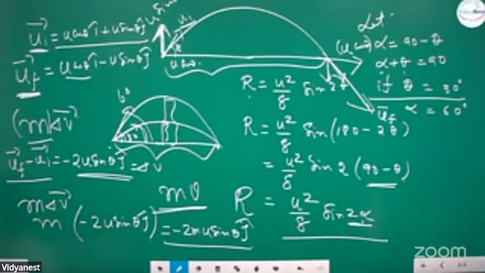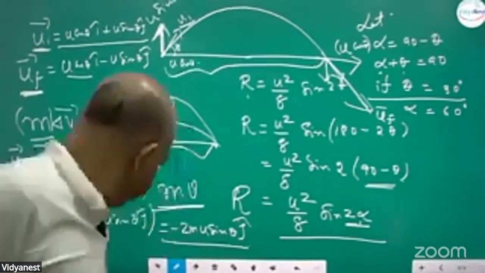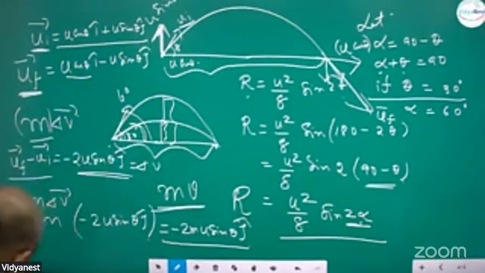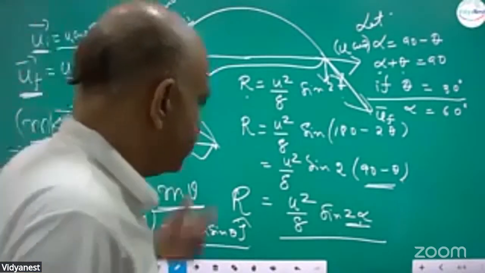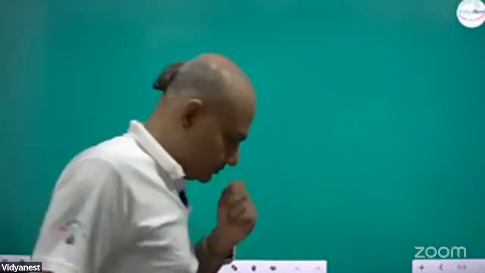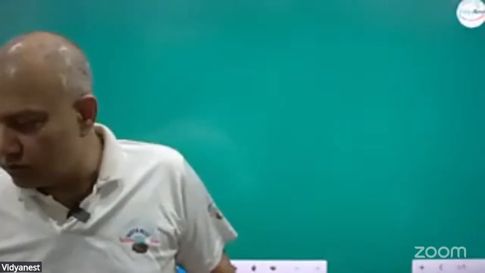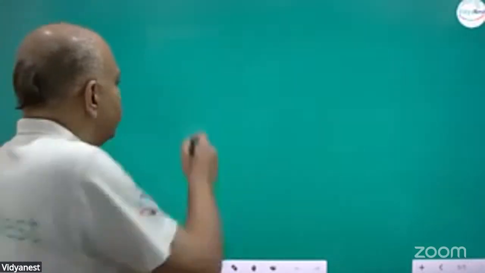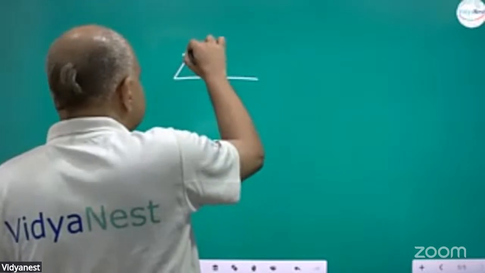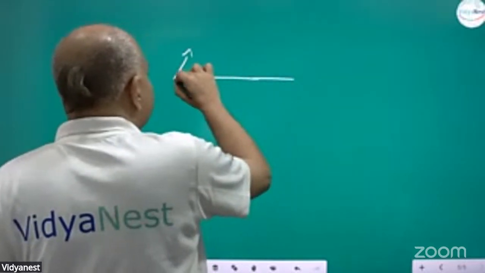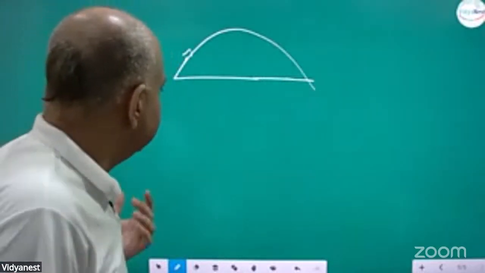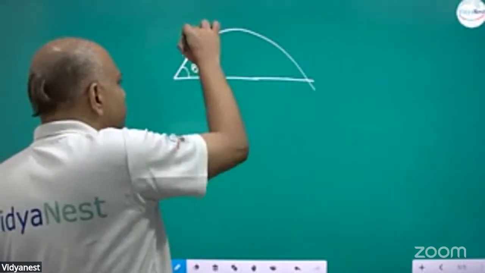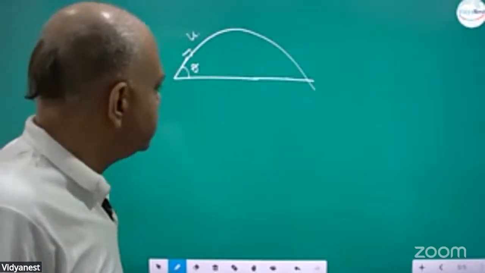Now see, like you can observe, I'm changing the page. You can see that suppose a projectile is fired, it is going up and is coming down. It is at the angle theta, u is the velocity, this much of velocity existing here.